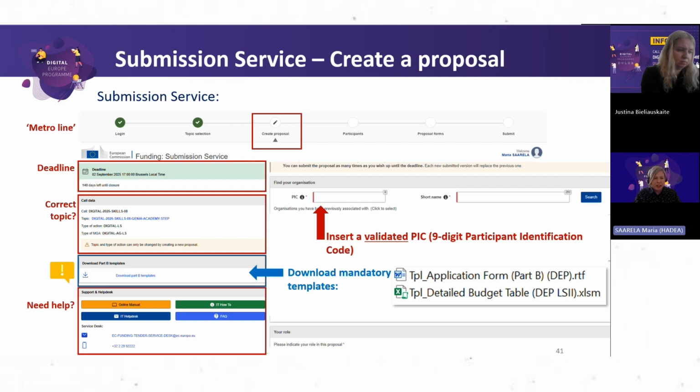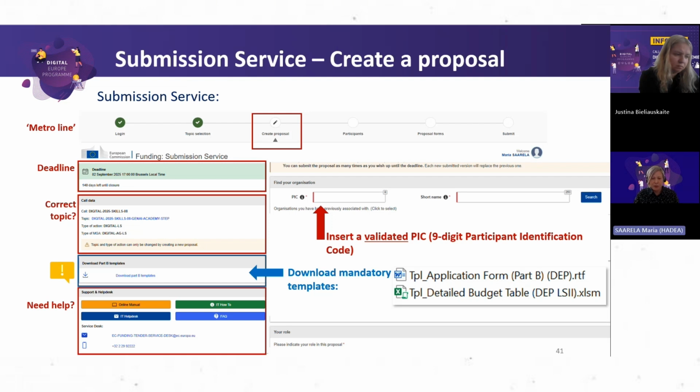Then the Start Submission will take you to the submission service. You will see a metro line on the top indicating in which step of the process you are. And on the left-hand side, you have all the important information on the topic. Here, I would like to highlight the section for downloading the Part B templates. You need to use the template downloaded from the submission system. There will be a zip file with 2 different documents. One is the Part B, and one is the detailed budget table lump sum Excel.